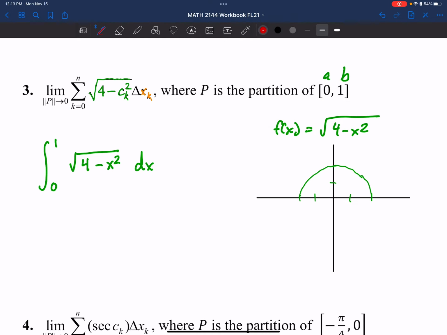Let me give you a moment to think about this. What is this area going to be equal to? Well, from 0 to 1, we're looking at this. So this right here is what the answer would be. So right there is going to be some area. Let's just call this A in there. So that's what this is going to be equal to.